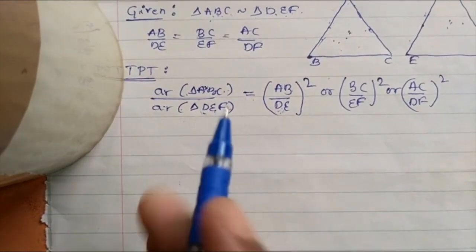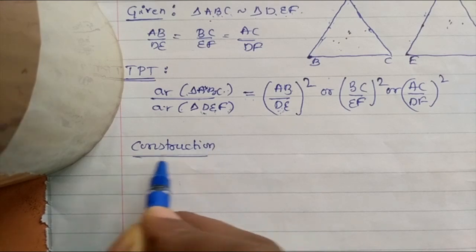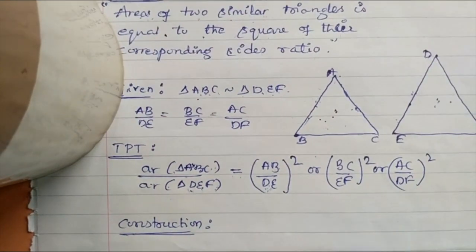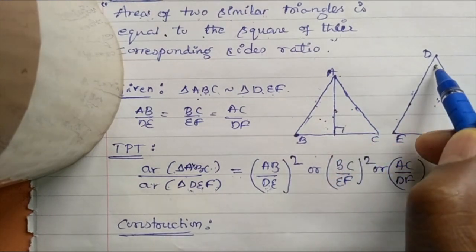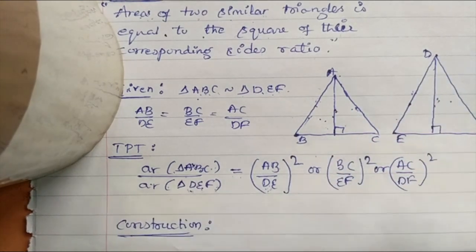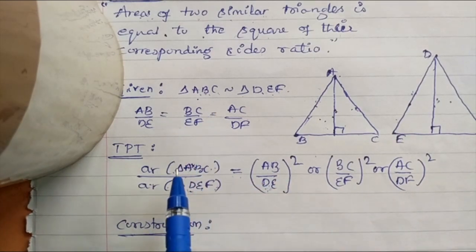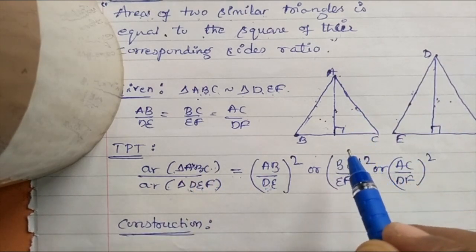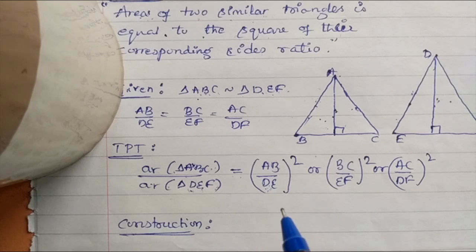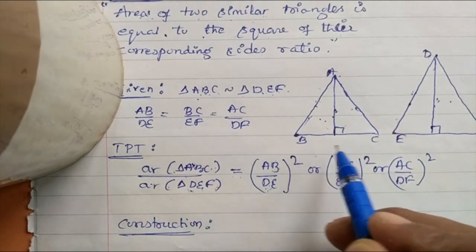So how to prove? Let us go for construction. We need construction to prove this theorem. So we will draw a perpendicular for both the triangles. Why am I drawing the perpendicular here? Because here we are mainly proving area, right? Area of both the similar triangles. So we need the half into BH formula. We are using the half into BH formula and we are finding this.